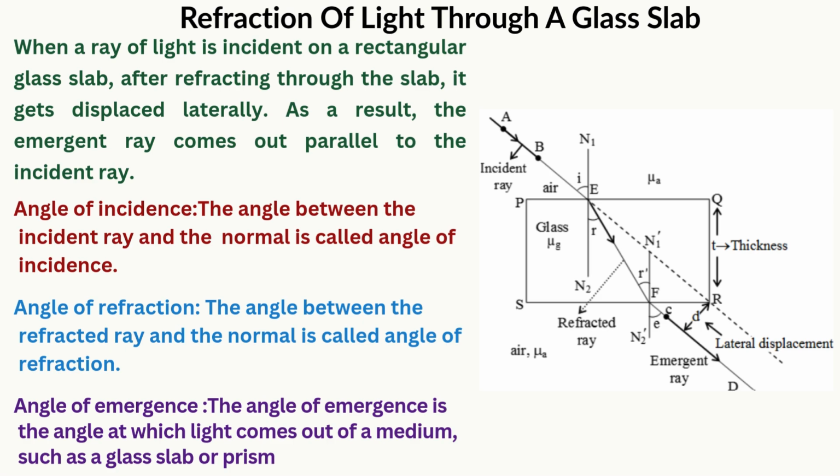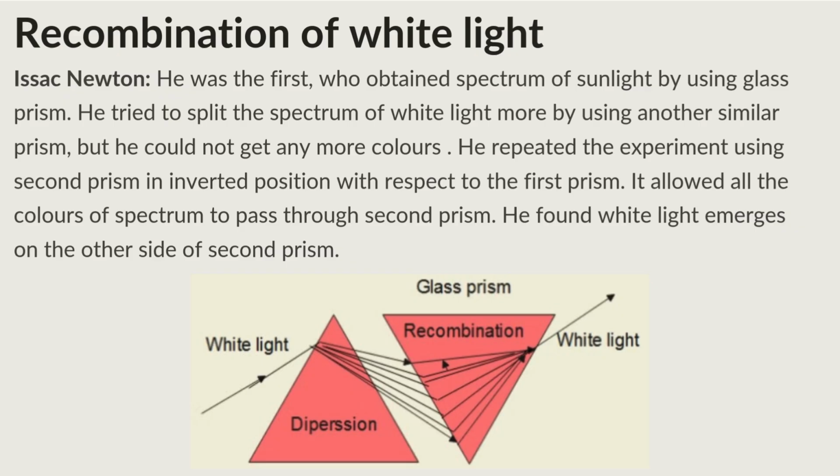Refraction of light through a glass slab. When a ray of light is incident on a rectangular glass slab, after refracting through the slab, it gets displaced laterally. As a result, the emergent ray comes out parallel to the incident ray. The angle of emergence is the angle at which light comes out of a medium. Recombination of white light.